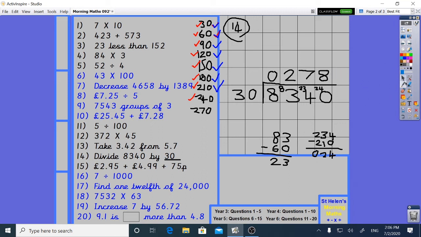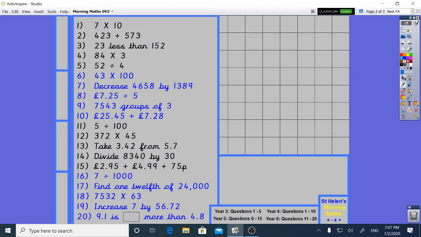If it's got a remainder in, you've probably done something wrong, which is normally you've done this times table wrong, or you might have got these remainders wrong. You might have got these little bits wrong. Anyway, we get 278, and we're on question 15.